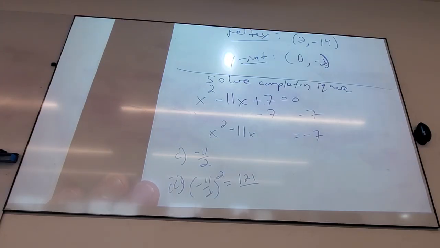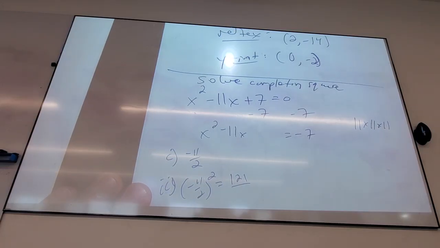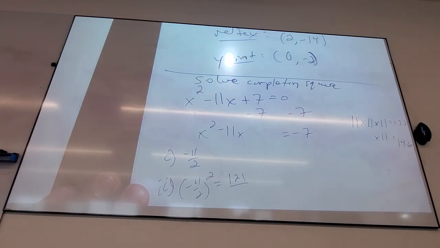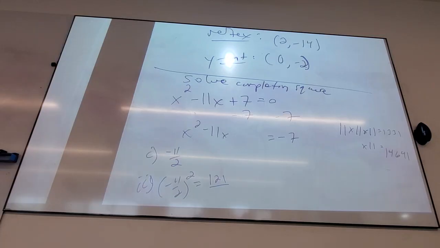Who's got a calculator? What was the question? 11 times 11 times 11. Just to show you. What is it? 1331. Now do it times 11 again. So, to the power of 4? Yeah. 14641. Remember Pascal's triangle?